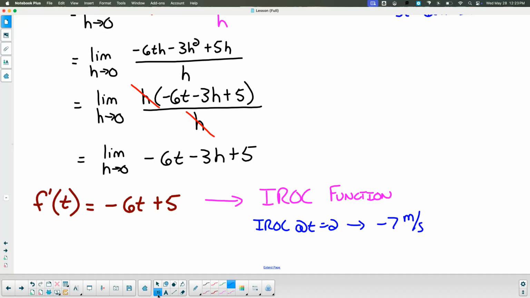Okay. What's the IRoC at half of a second? What do we got? Okay. At 78 seconds. It's a big number, but we could figure it out, right? -6 times 78 plus 5, -463 meters per second. So we don't have to keep redoing those calculations. We can do them once, and then we've got them all the way through as long as our function doesn't change. Now, when your function changes, then you got to do it again.